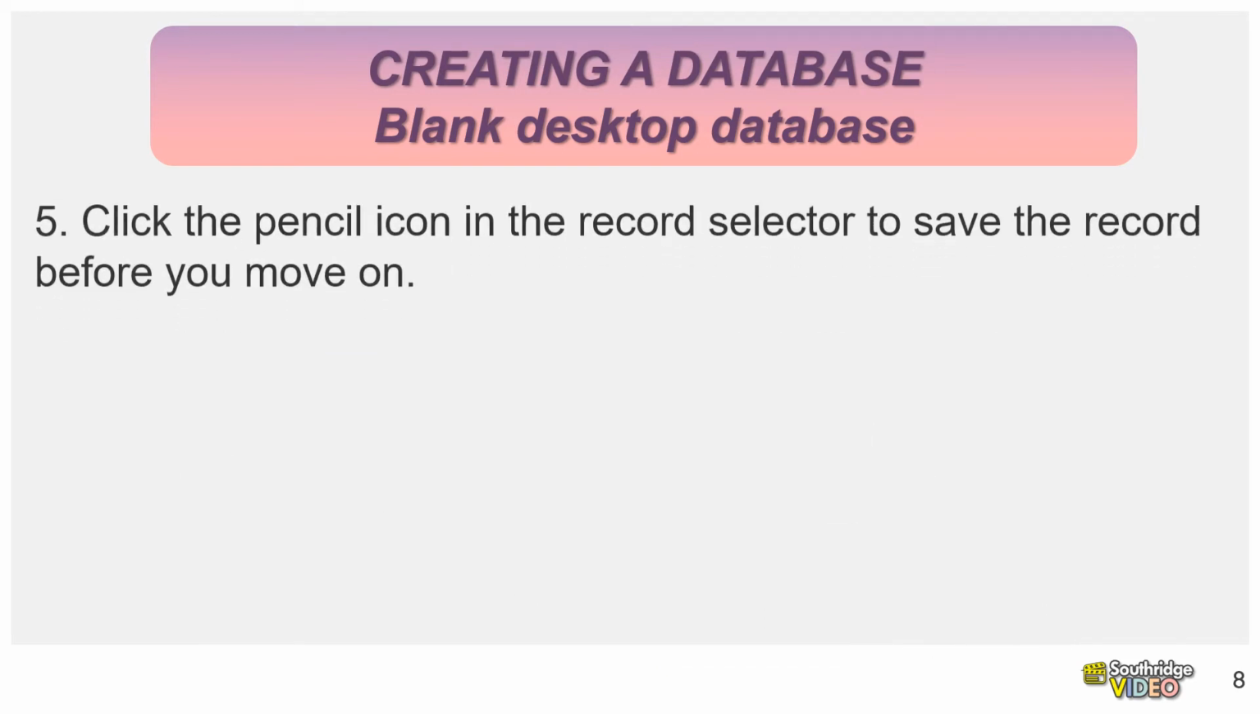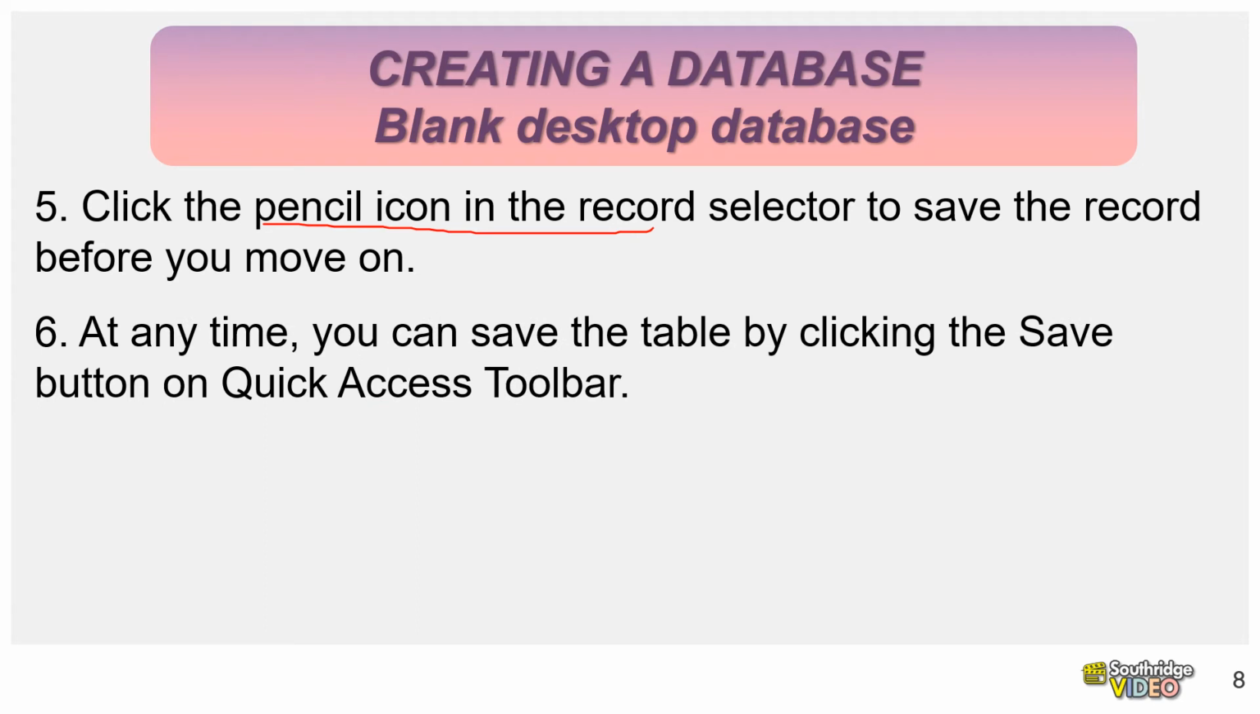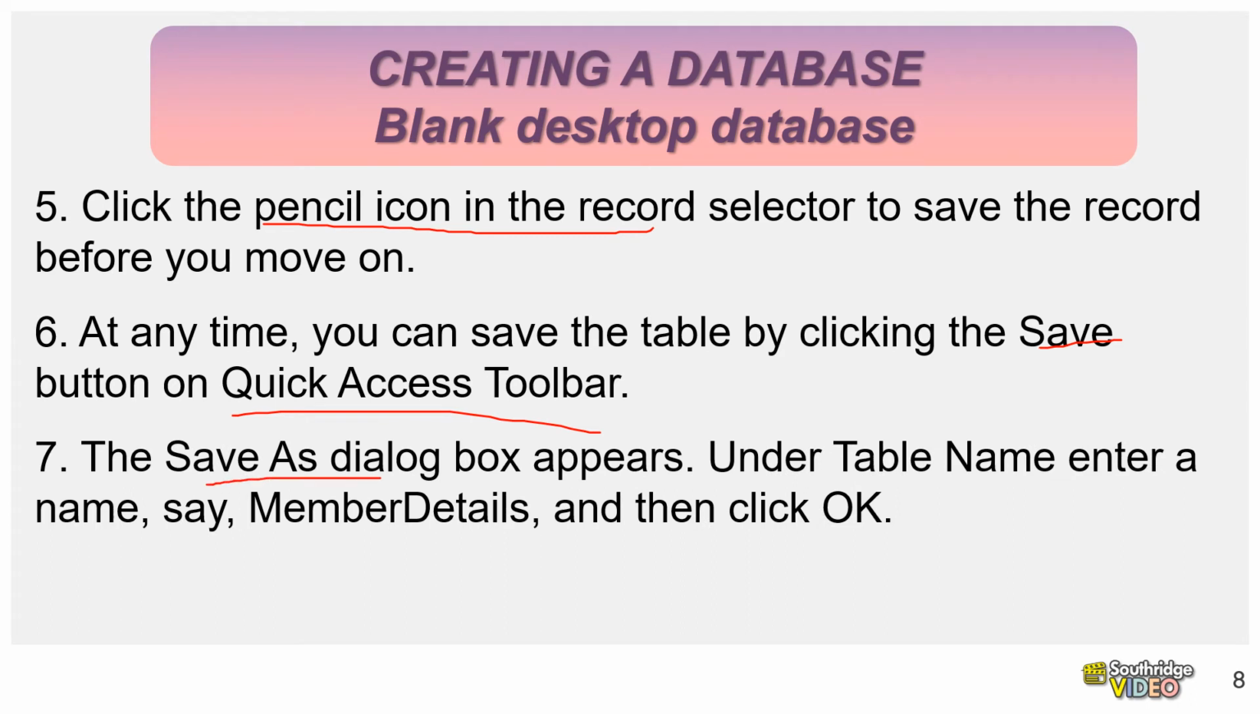So next, what you have to do, click the pencil icon in the record selector to save the record. Before you move on to the next, you have to click this pencil icon in order to save the record. You can also save the database using the save icon. At the top, in the quick access toolbar, you can see the save button. In Word and Excel also you can see the same save button, so you can click that. When you click that, a save as dialog box appears.